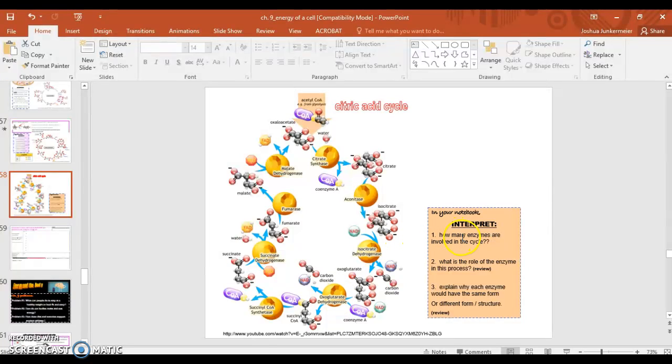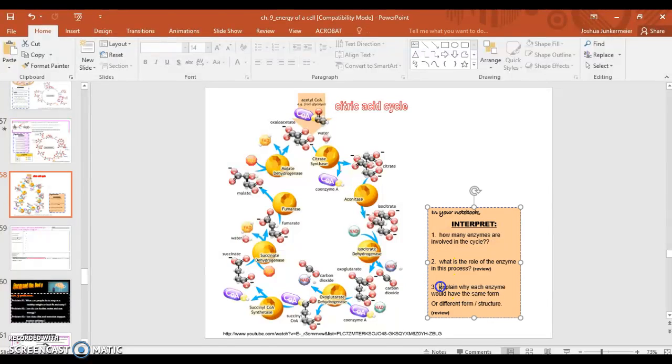Your first task is to describe how many enzymes are involved in this cycle, so you count them up. Next is, what is the role of an enzyme in this process? We've talked about enzymes in chapter 6, which would have been your old notebook. You're welcome to go on the internet and just Google enzyme, but we really are trying to reflect on what it is. If you remember what enzymes do, just give a description. It's just a reflection question, a review question.